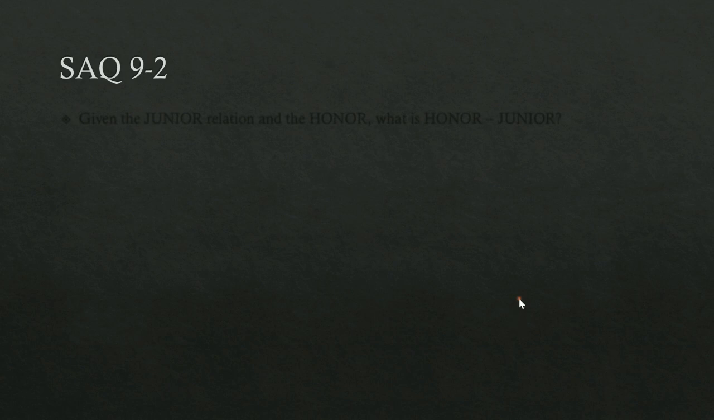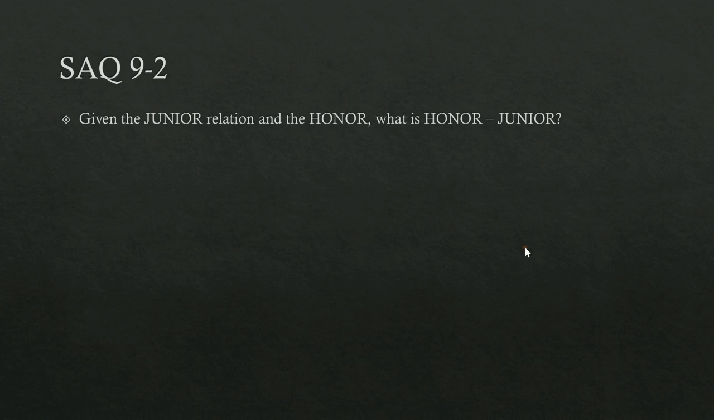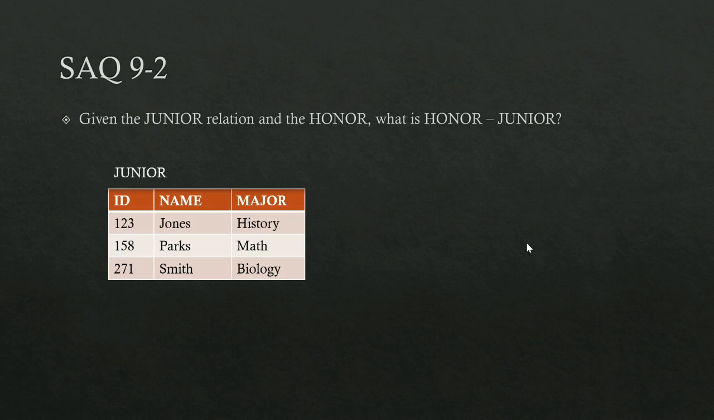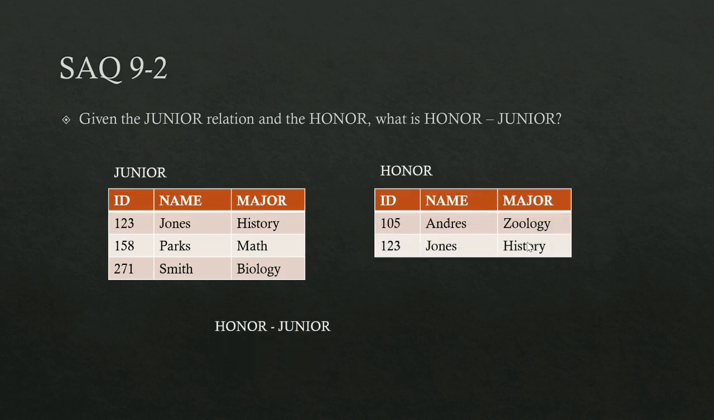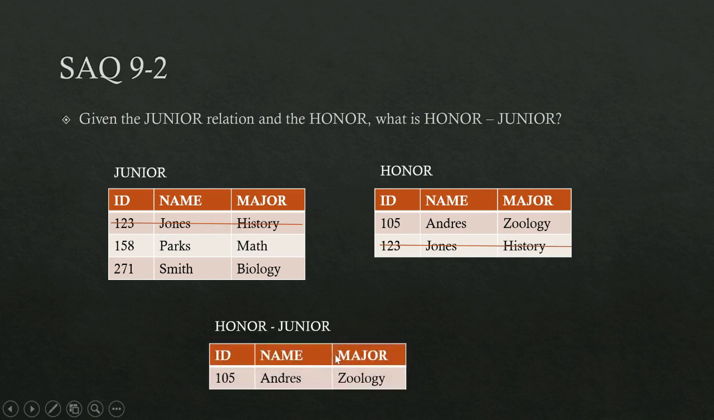So let's try this SAQ 9-2. Given the junior relation and the honor relation, what is honor minus junior? Here is the table for junior, and here is the table for honor. And we want honor minus junior. Since it is honor minus junior, we'll start with honor. 105, which is Andres, is not available in junior, so we'll just leave it. However, Jones is there, so we can cross it out. So the honor minus junior will be only Andres.